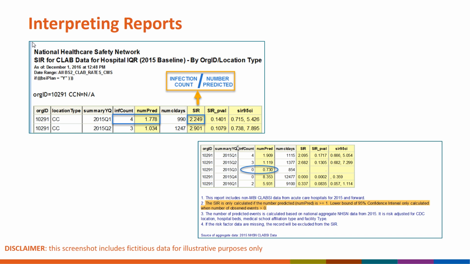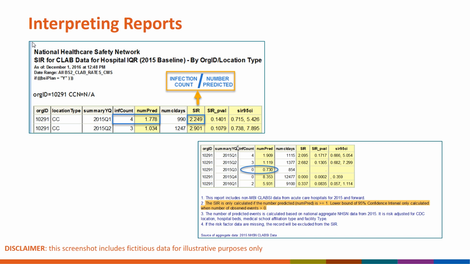Once you have run your report, you will generate tables that look identical to these, assuming your output is in HTML format. You will notice the first row in the first table on this slide includes different elements, such as organization ID, the location type, and the Group By variable. Each table in your report may include slightly different sets of variables, so keep that in mind as you move forward with your analysis. In the first table, let's look at the infection count and the number of predicted infection variables.